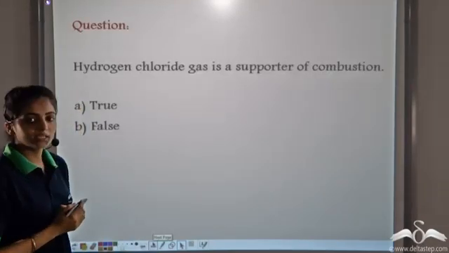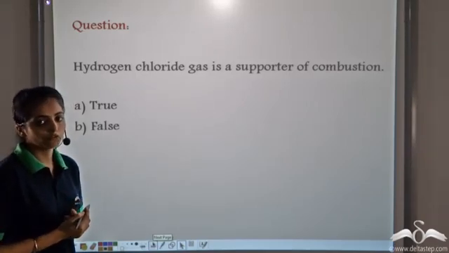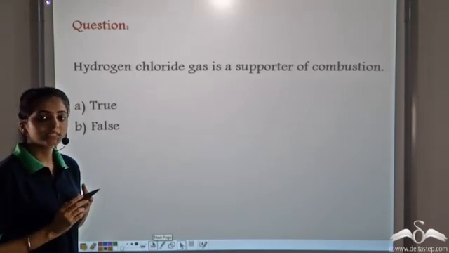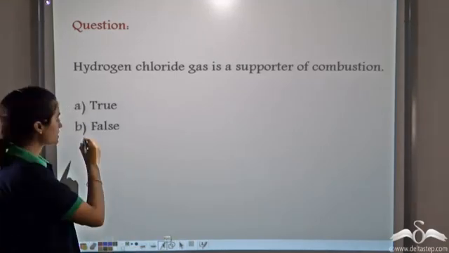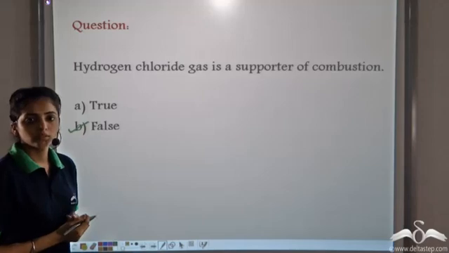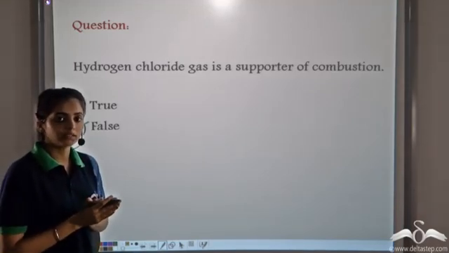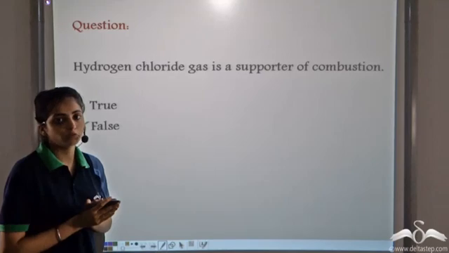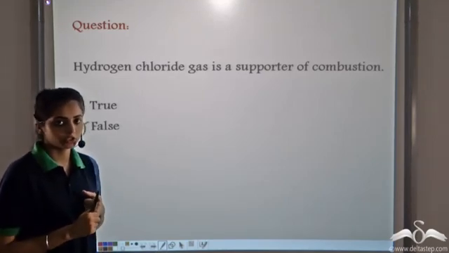So hydrogen chloride gas, is it a supporter of combustion? Is it true or false? HCl gas is not a supporter of combustion, so the given statement is false. As we see, as we add HCl gas to a burning candle, it extinguishes the flame. So HCl is not a supporter of combustion.